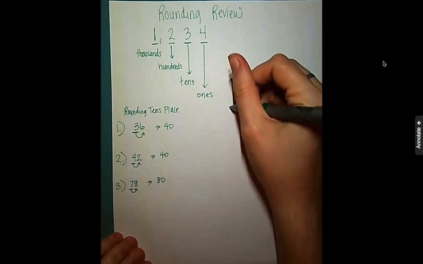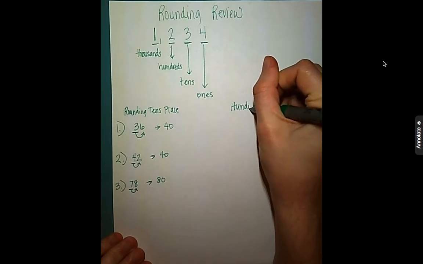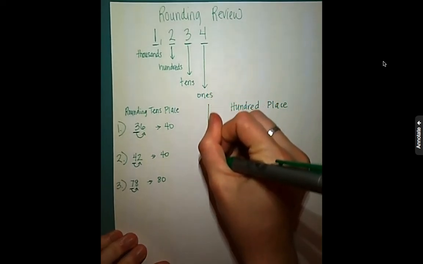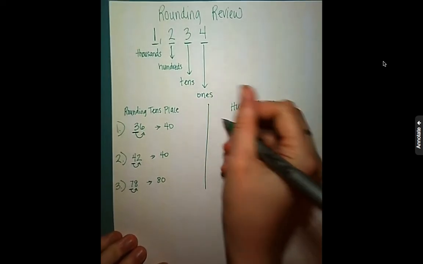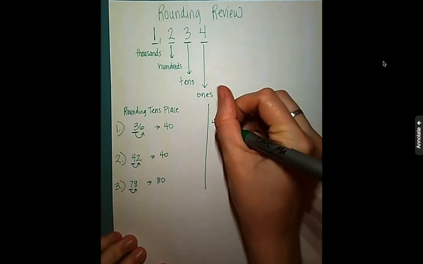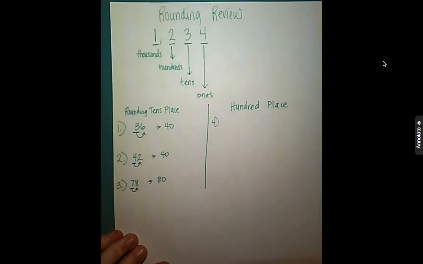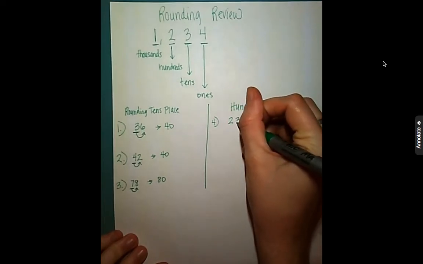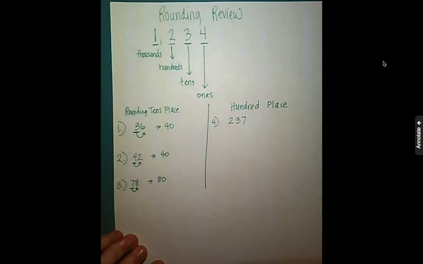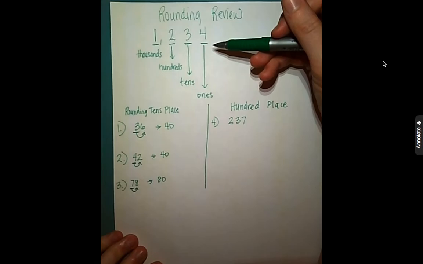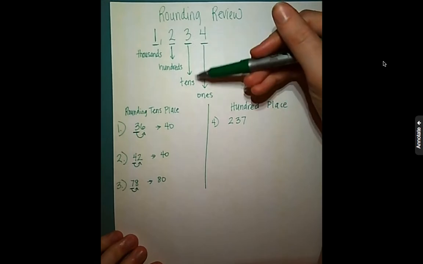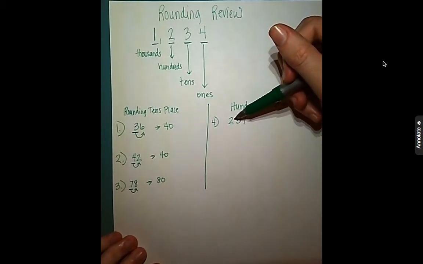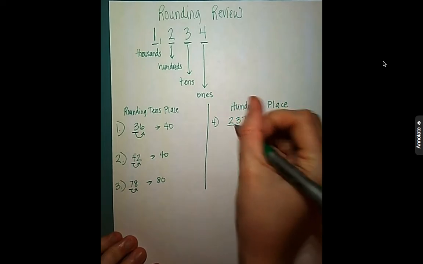Now I'm going to round to the hundreds place. I'm going to separate this. So hundreds place. Let's see, for number 4, I'm going to make up a number. 237. Okay. So my hundreds place, I'm going to look up here at my chart. So 4 is ones, that's the tens. The third number over is hundreds. So my hundreds place is the 2. I'm going to underline that.